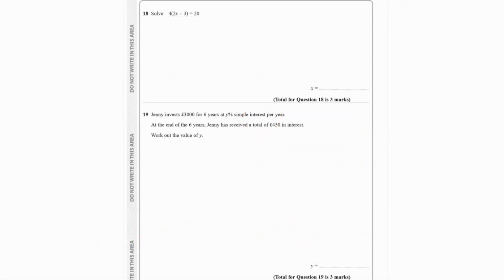Question 18. Solve 4 brackets 2x minus 3 is equal to 20. So in order to do this, we would first have to expand the bracket. So 4 times 2x gives 8x. And 4 multiplied by negative 3 gives negative 12, and this is equal to 20. We would now collect all the number terms on the right-hand side. So if we add 12 onto both sides, it would give 8x is equal to 32. And in order to find x, we would have to divide both sides by 8. And if we do 32 divided by 8, that gives 4, and therefore x is equal to 4.